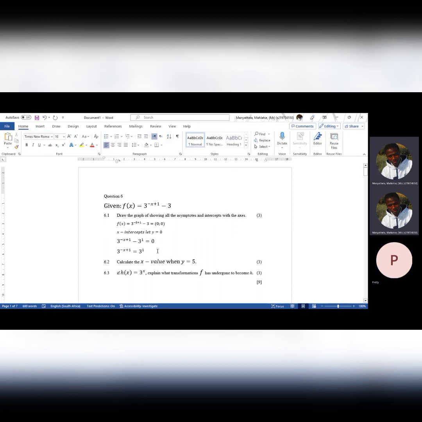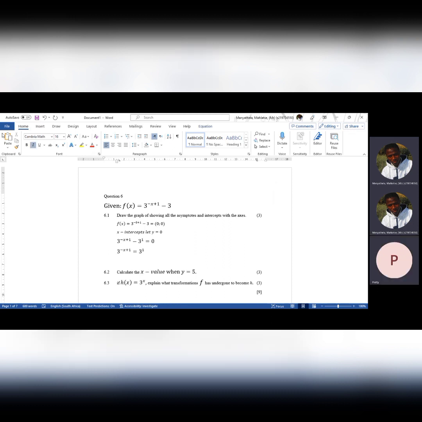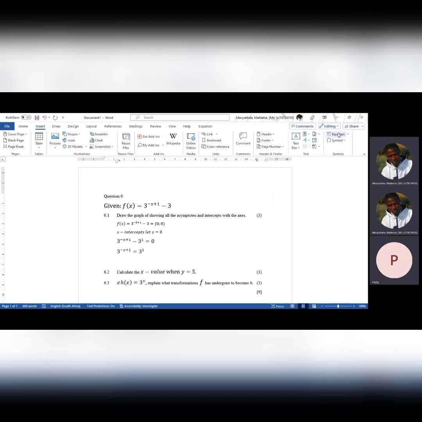So yeah, the bases are the same. We equate the exponents.